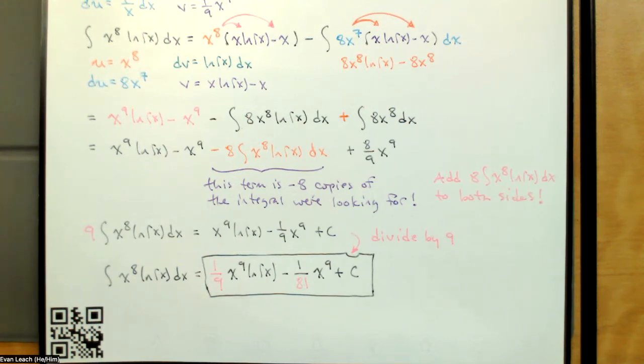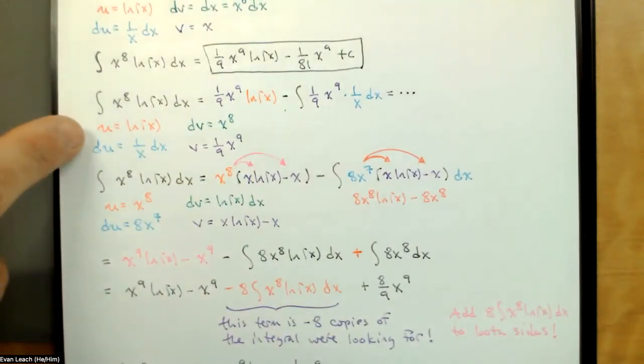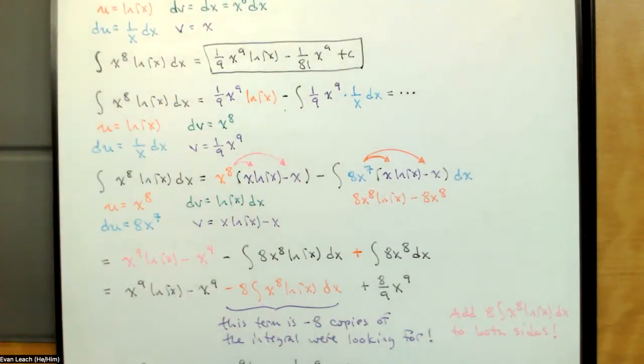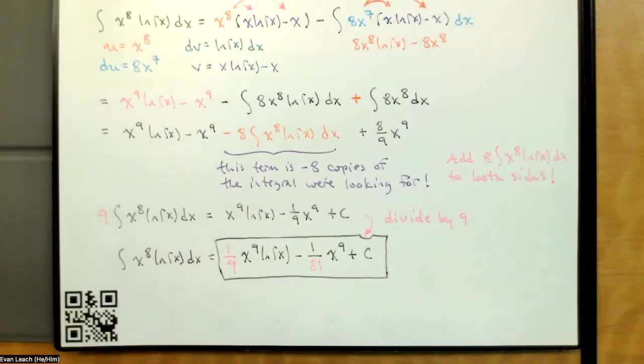I want you to know how to do that by parts in the standard way. U is ln x, dv is x to the eighth. But more importantly, I want you to be able to get the result.